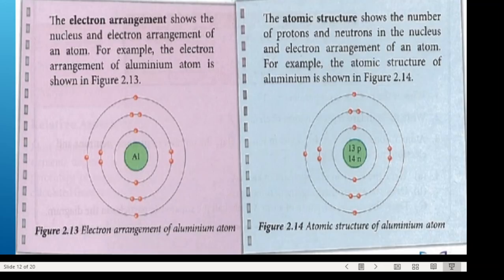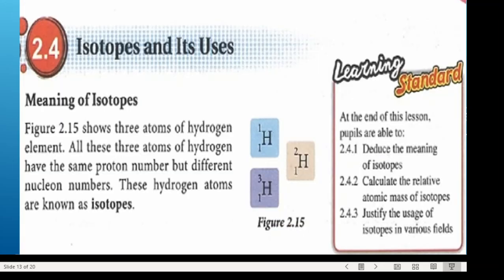Okay. Right. So next one, isotopes and its uses. What is isotopes? Figure 2.15 shows 3 atoms of hydrogen element. So nampak di sini hydrogen, hydrogen, hydrogen. We have this one is all hydrogen. But here dia punya proton 1, dia punya nuclear number 1. Di sini proton dia 1, dia punya nuclear number 2. Di sini proton 1, nuclear number 3.